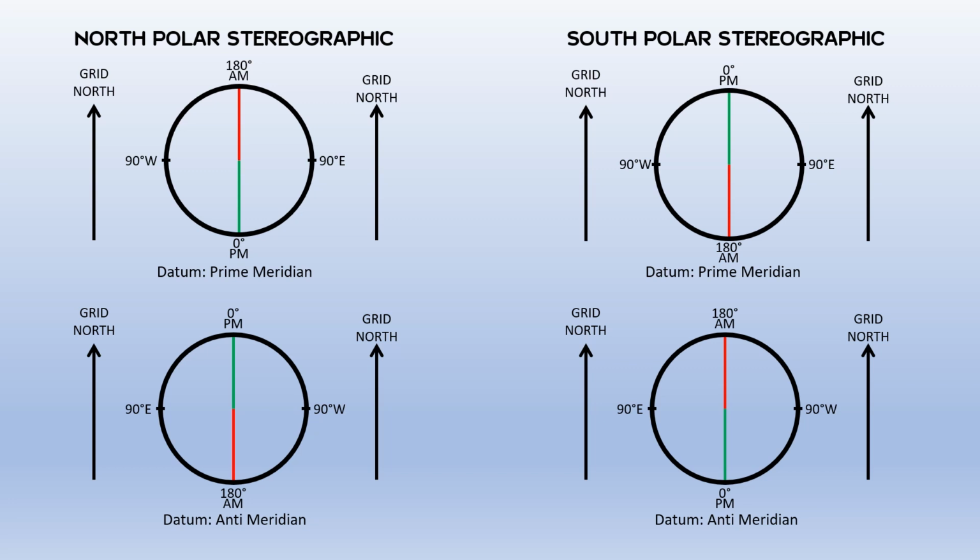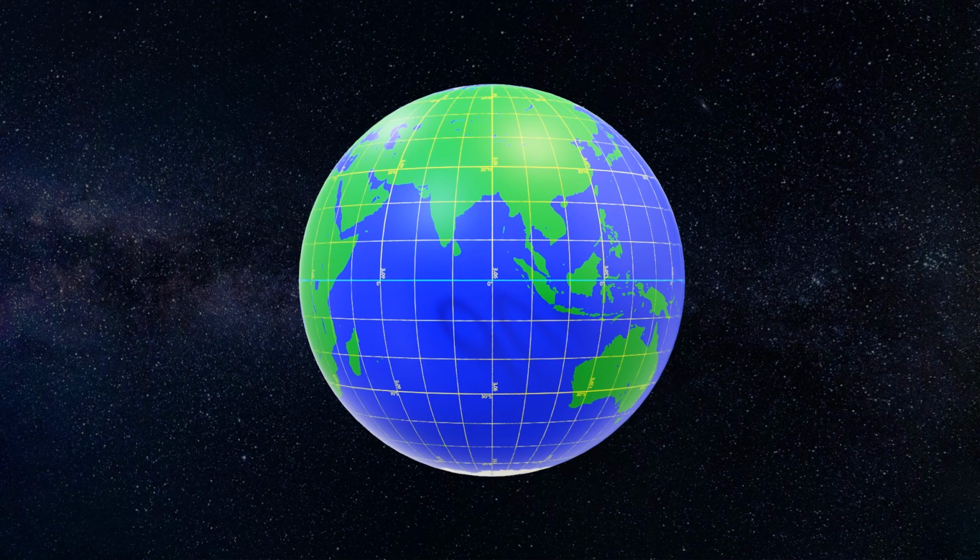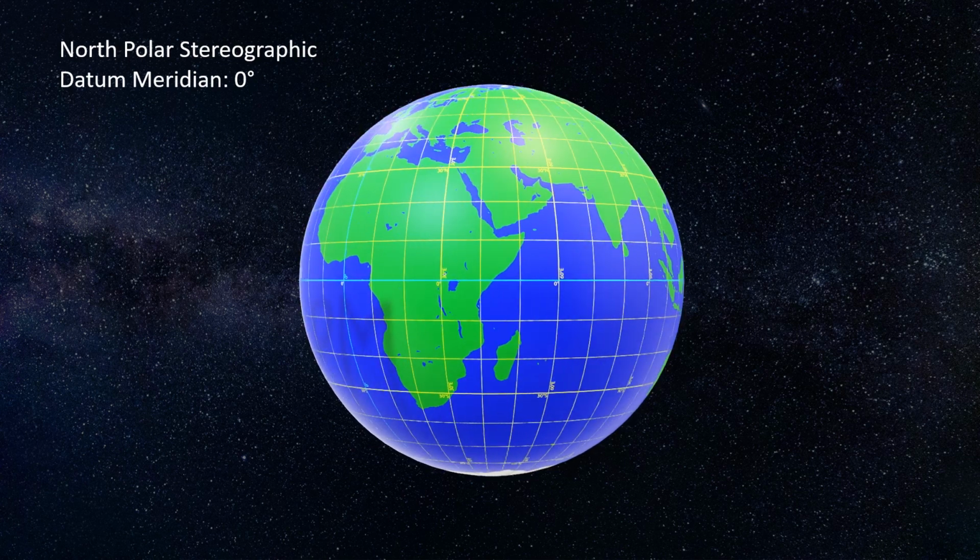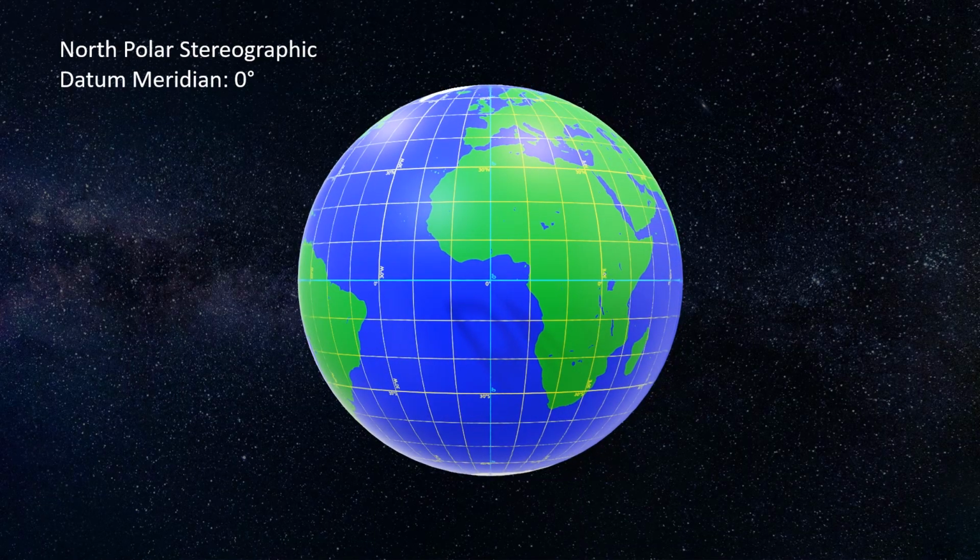Now, let's look at how the drawing convention is constructed. Suppose you were given a North Polar Stereographic chart with 0 degree longitude as the datum meridian. The first step is to turn the globe until you are facing the datum meridian. Next, turn the globe so that you face the pole. In this case, since we were given the North Polar chart, we need to turn the globe downward to face the North Pole.